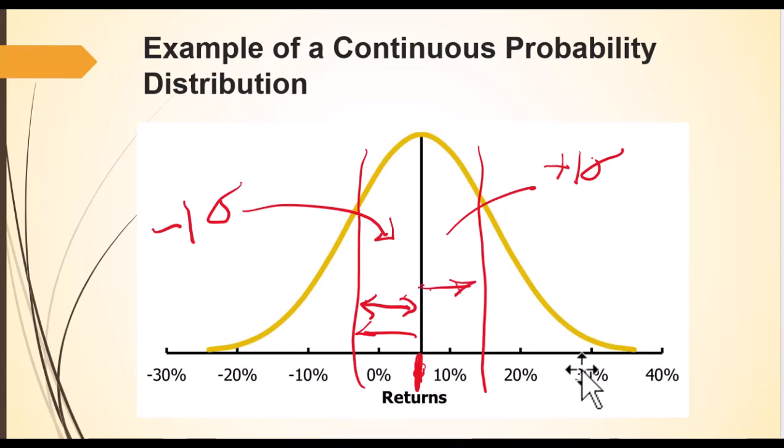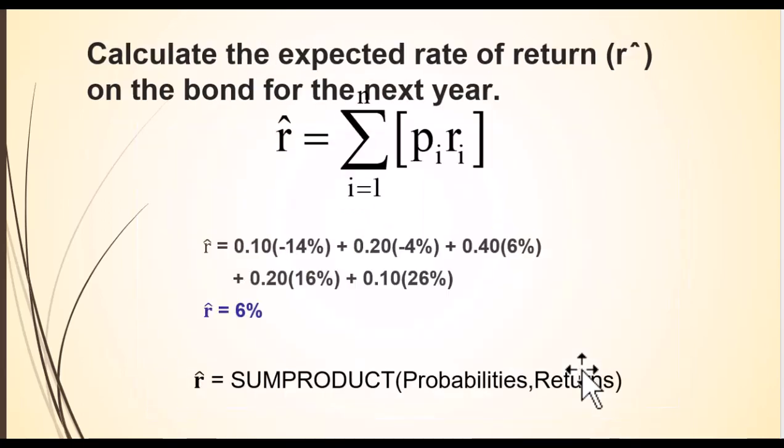This will help us understand that the greater this range, the more chance it could be different from whatever the mean is. So to calculate expected returns, we need to take the sum of the product of the probabilities and the returns. So here you can see the basic formula.